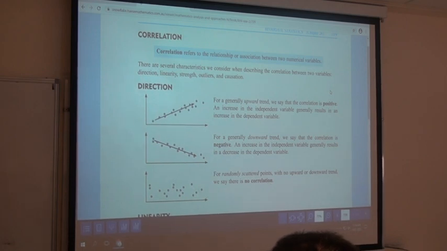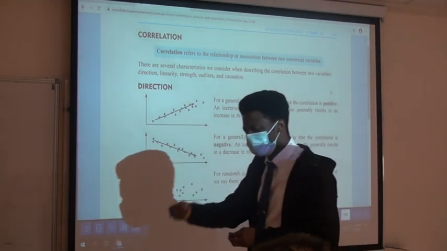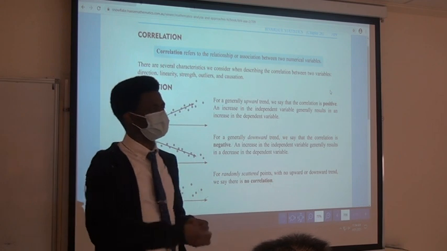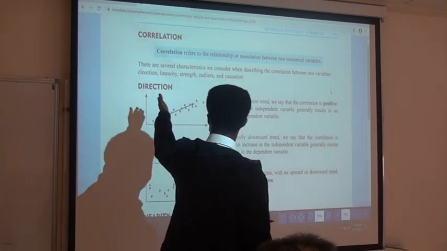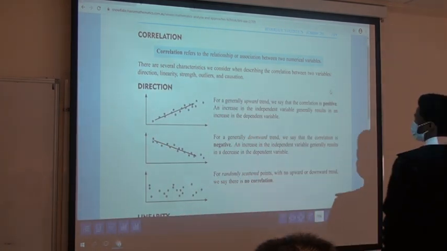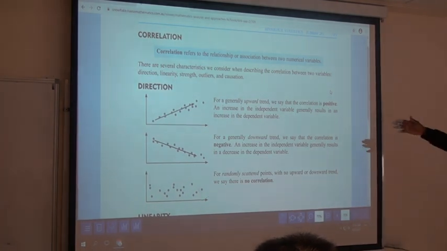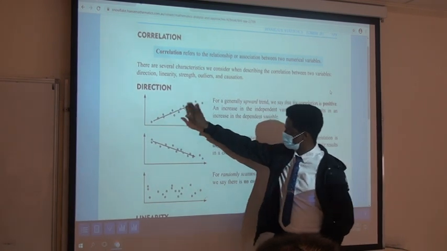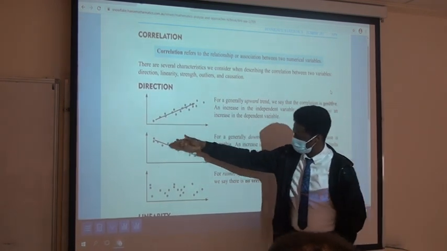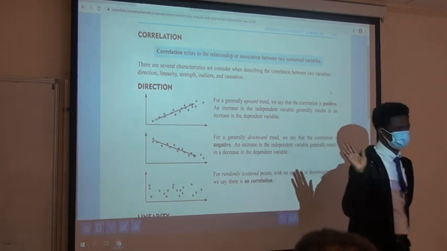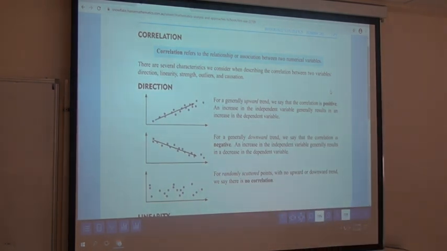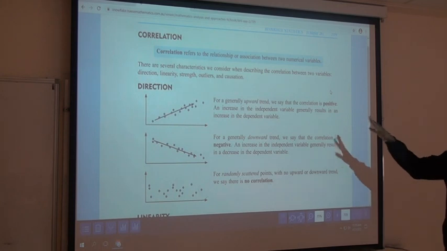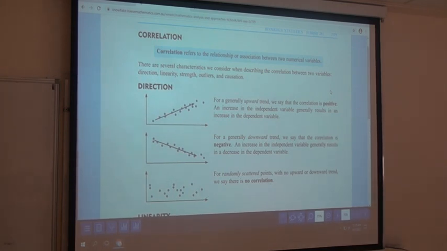Okay? Now, there are some characteristics that can further tell us what kind of correlation we are dealing with. One of them is the direction here. This, from your IGCSE, is called what? What type of correlation? Positive. And this is what? Negative. And this is? No correlation. So this is from your IGCSE. So that is one characteristic, direction. The direction of the pattern can tell you what type of correlation you are dealing with.